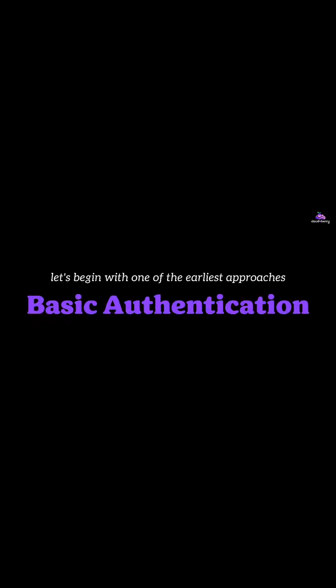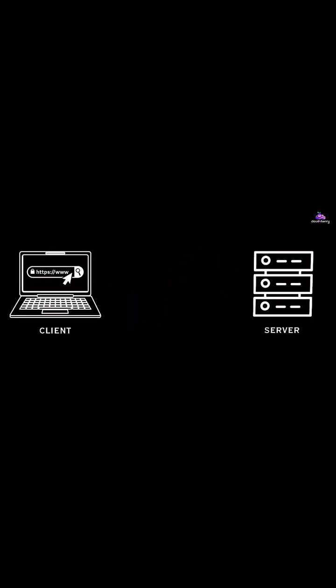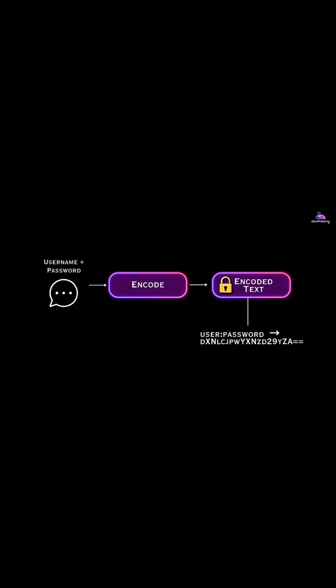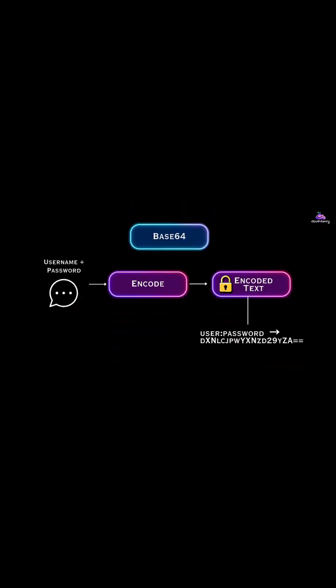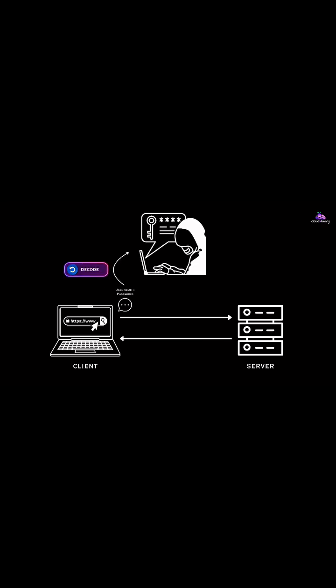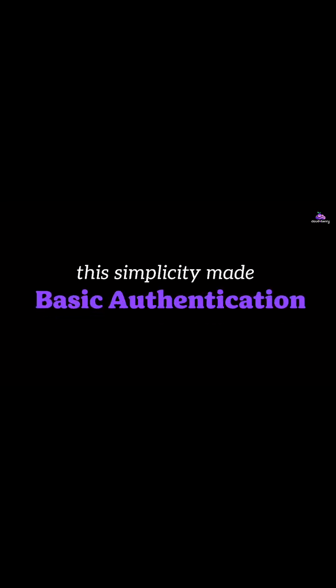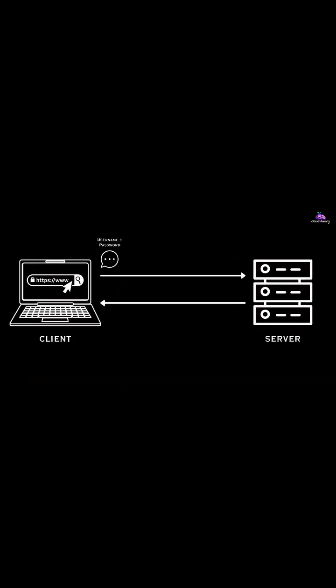Let's begin with one of the earliest approaches, basic authentication. Basic authentication is one of the simplest ways to authenticate a request. The client sends a username and password with every HTTP request using the authorization header. The credentials are encoded using Base64 and attached to the request. Because Base64 is just encoding and not encryption, anyone intercepting the request could decode the credentials if HTTPS is not used. This simplicity made basic authentication popular in early APIs and internal systems, but today it's rarely used in production environments because repeatedly sending credentials is risky.